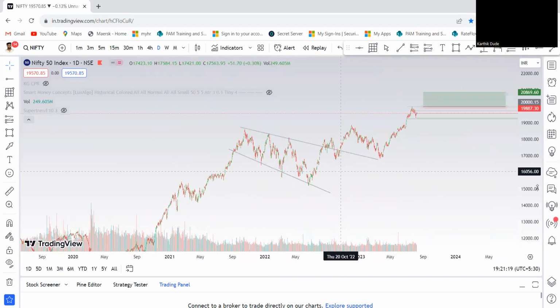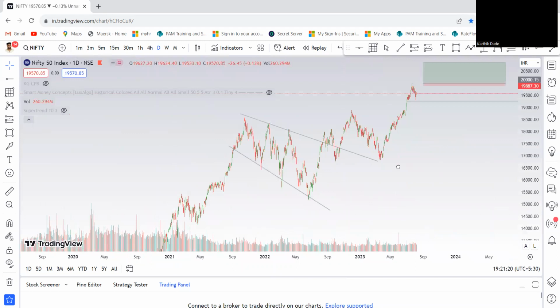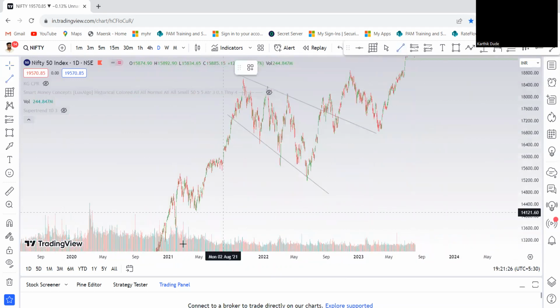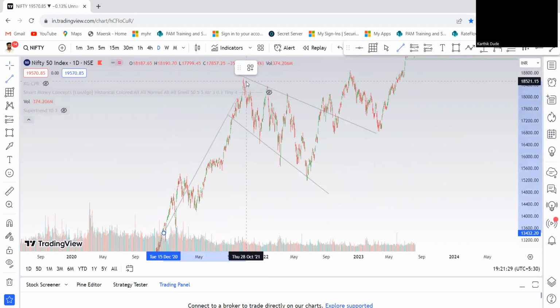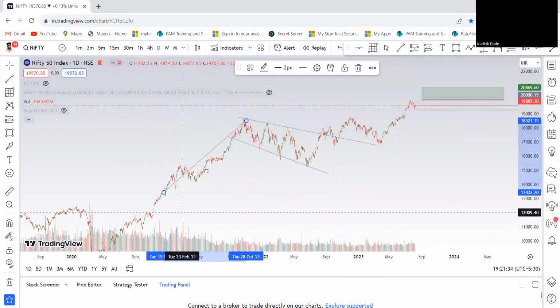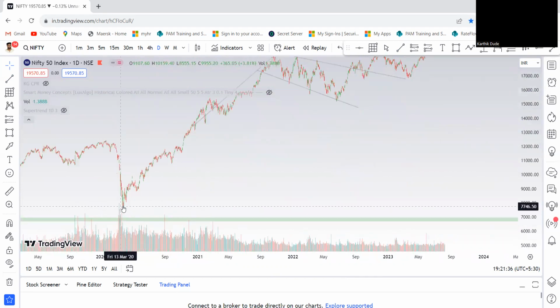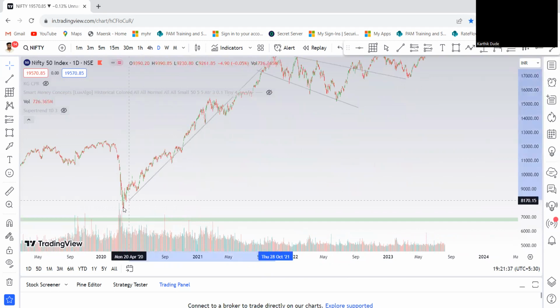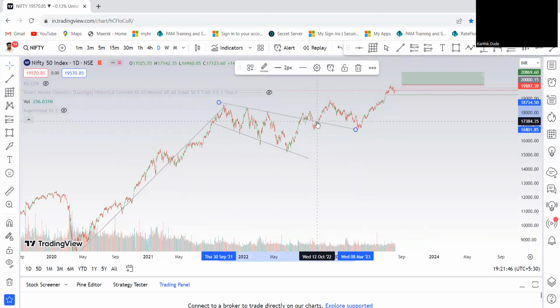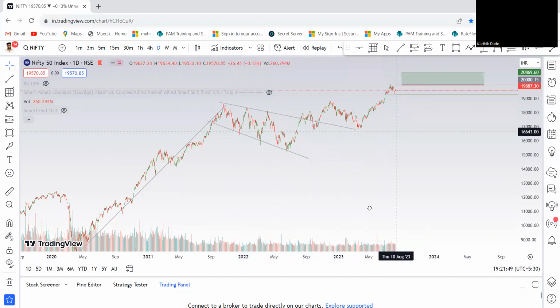If you see at a high level how it looks, it will be a flag. If you see, it looks like a flag, right? So basically a flag flies like this. This is basically the COVID fall. After that, see what has happened. Price kept moving higher and higher. After that, it forms a consolidation range. After the consolidation range, it breaks the flag pattern and it keeps moving up.